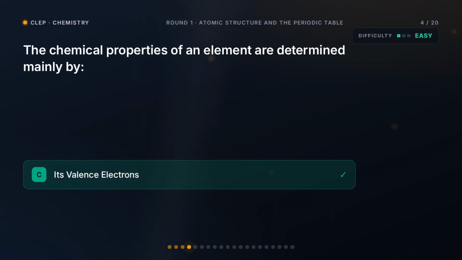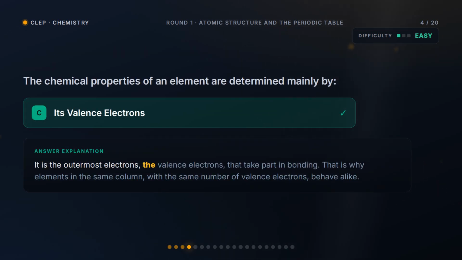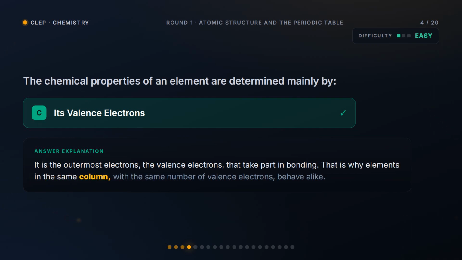The answer is C. Its valence electrons. It is the outermost electrons, the valence electrons, that take part in bonding. That is why elements in the same column with the same number of valence electrons behave alike.